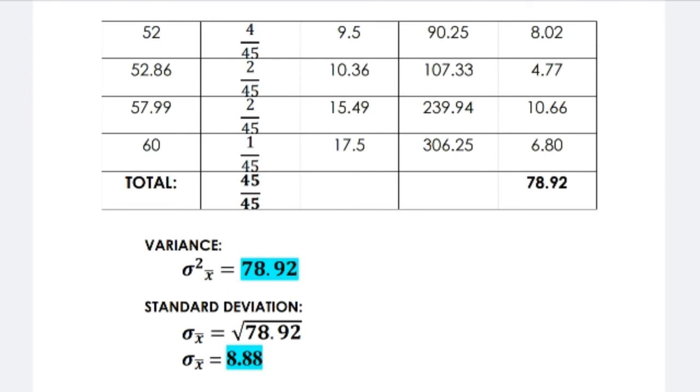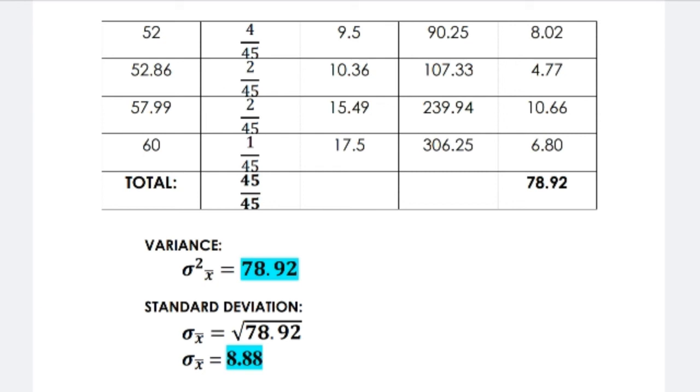The next sample mean is 52. 52 has a probability of 4 over 45. 52 minus 42.5 is 9.5, and 9.5 squared is 90.25. 4 over 45 times 90.25 is 8.2 hundredths.